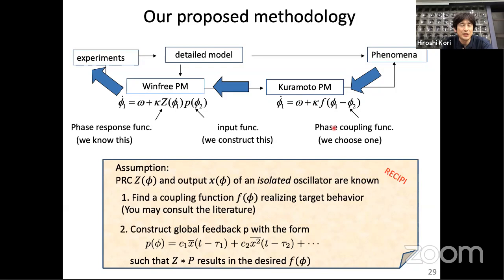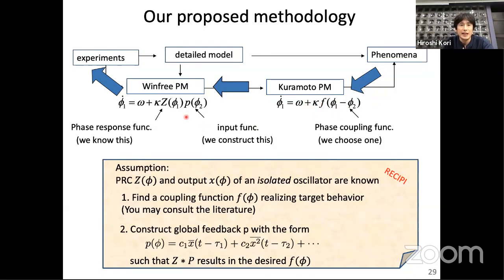First, we find a coupling function F in the phase model realizing the target behavior. Here you may consult the literature on what kind of coupling function F results in what kind of phenomena, for example, synchrony, desynchrony, or clustering. Then we construct a global feedback function P with this form. Here, X is a signal from individual oscillators, and Y is the average over the population. The parameters are the strengths of feedback C1, C2, and so on, and also delays tau1, tau2, and so on. We can construct this P function such that the convolution between Z and P results in the desired function F.